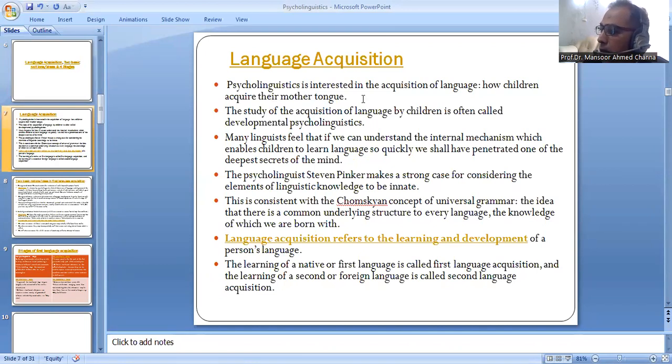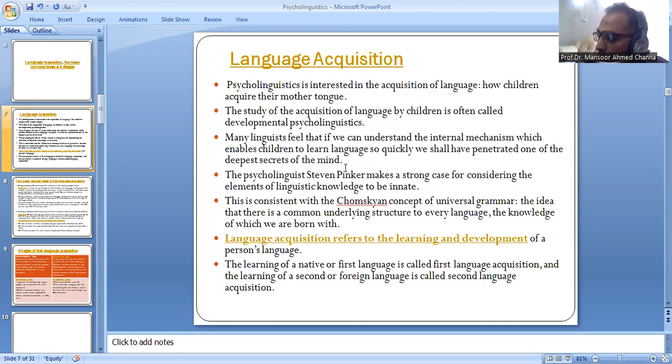Psycholinguistics is interested in the acquisition of language. How children acquire their mother tongue is being studied. The study of the acquisition of language by children is often called developmental psycholinguistics. Many linguists feel that if we can understand the internal mechanism which enables children to learn language so quickly, we shall have penetrated one of the deepest secrets of the mind.